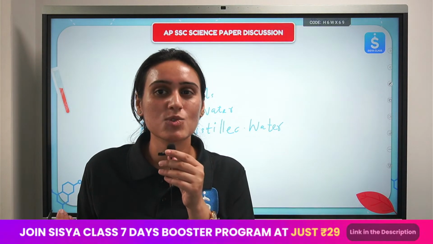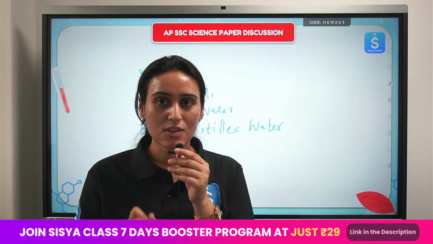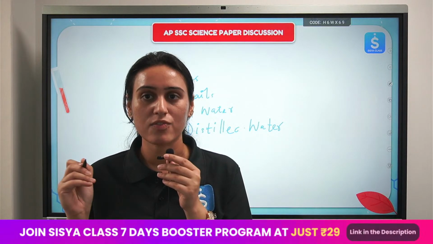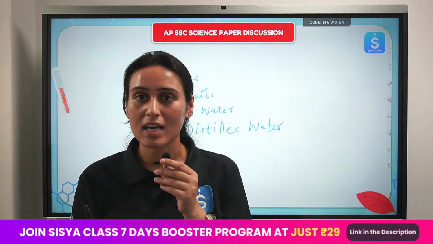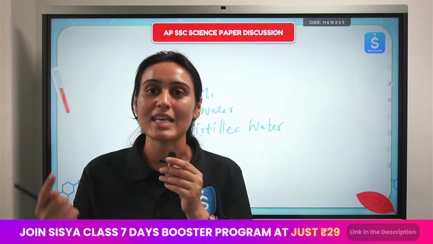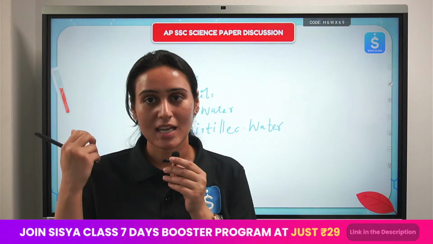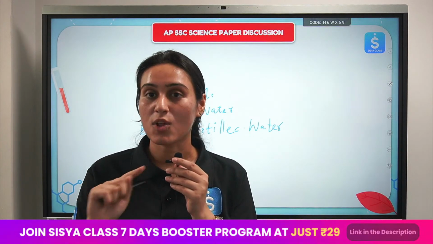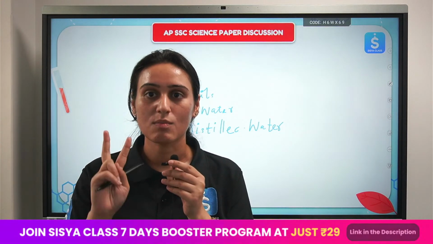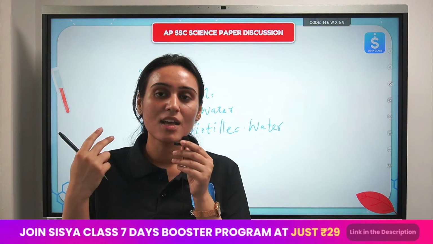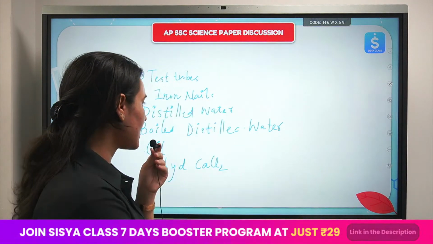So what is the conclusion that we can draw from here? That in order to see the rusting of iron, both air and moisture are necessary. It will not occur in the presence of air only, it will not occur in the presence of moisture only. Both air and moisture are necessary for rusting to occur. So that was your entire experiment.